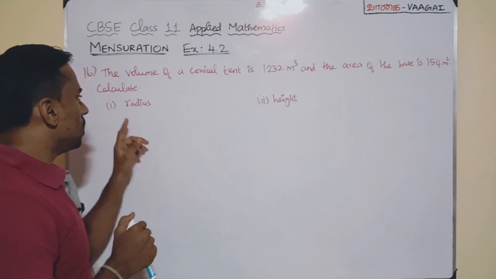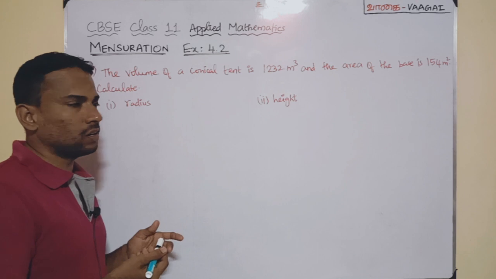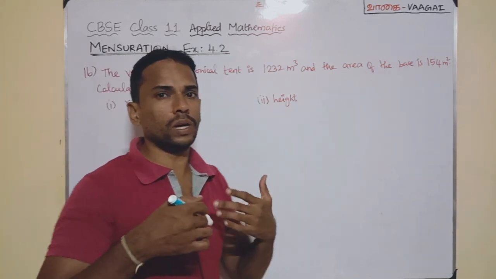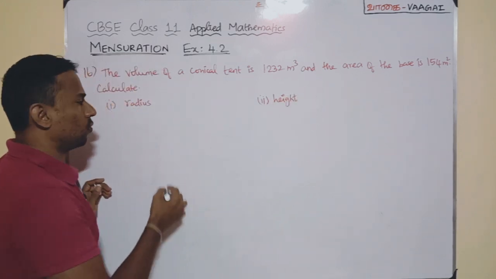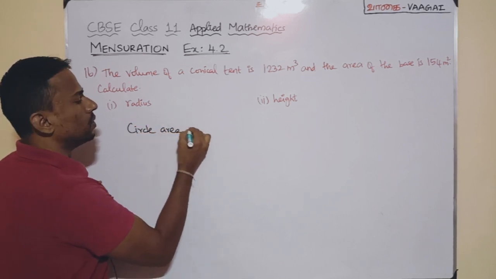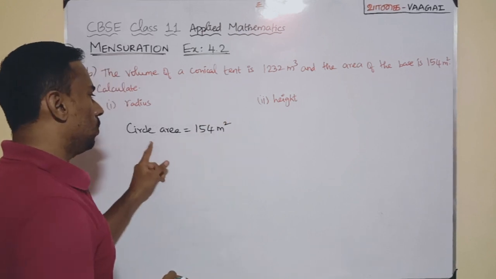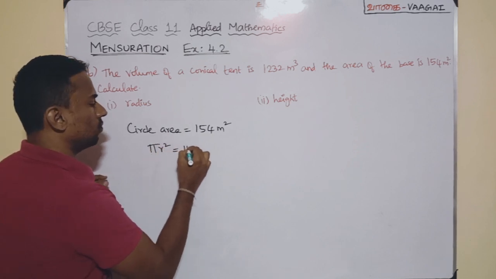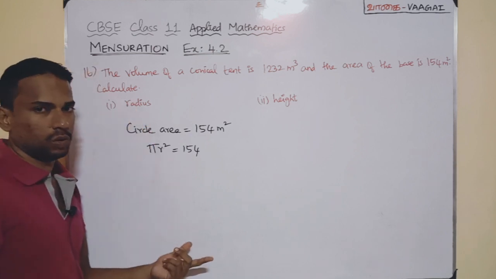Now if you see the base of this cone, it is actually going to be a circle. So the area of the base they gave as 154 meters square, which means the area of the base circle is going to be 154. This is what we need to clearly understand. And the area of the circle is going to be pi r square, which is 154. Now if we solve this equation itself, we can get the radius of the cone, right?